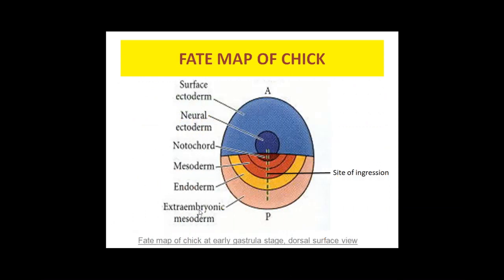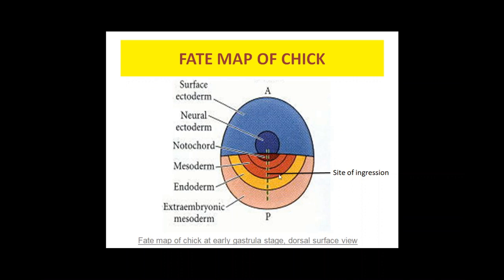Next comes the fate map of chick. This figure shows the fate map of chick at early gastrula stage, the dorsal surface view, looking down on the embryo at what will become its back in future. A indicates the anterior of the embryo and P indicates the posterior end of the embryo.